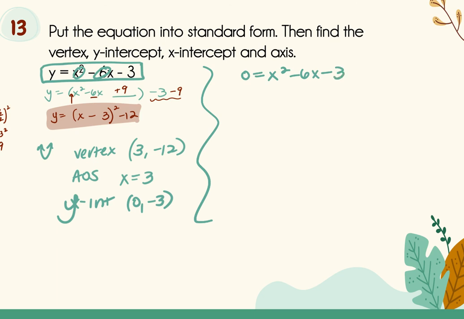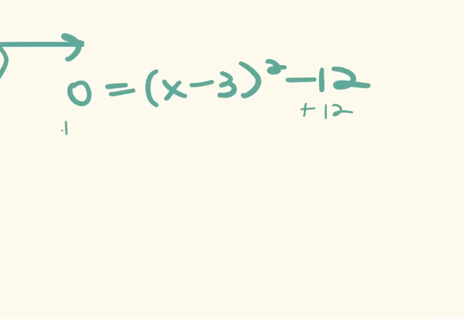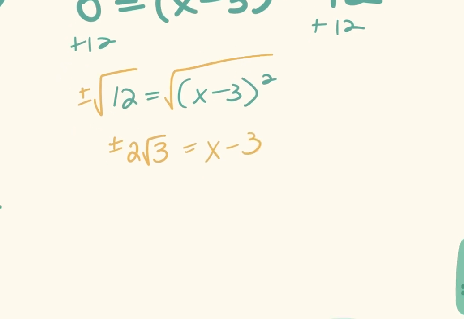Is that factorable? Are there factors of negative 3 that sum to negative 6? No. So I can either use the quadratic on this, or I'm going to take this because we haven't done it yet. 0 equals (x minus 3) squared minus 12, and solve it. Add the 12 to the other side. Square root both sides, putting the plus and minus in front of the square root of 12. That becomes 2 root 3. And then add the 3.